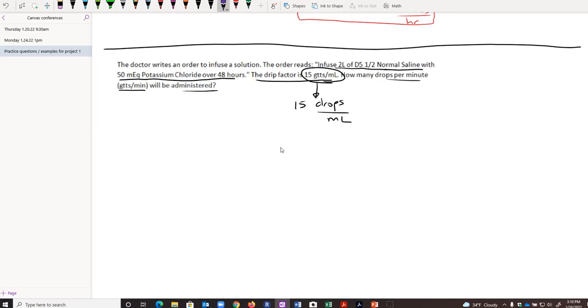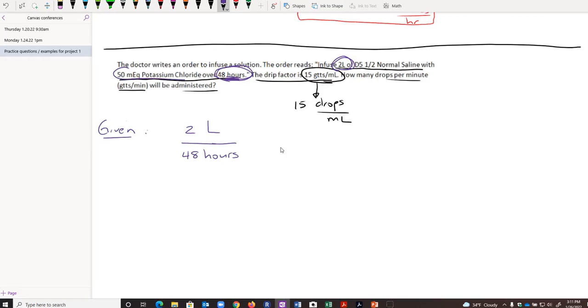All right, so it says to infuse 2 liters of this thing, whatever that is, normal saline, with whatever this potassium chloride over 48 hours. So what does that mean? It means you're giving 2 liters of this solution over the course of 48 hours, right? So we can say 2 liters given over 48 hours, which is 2 days.